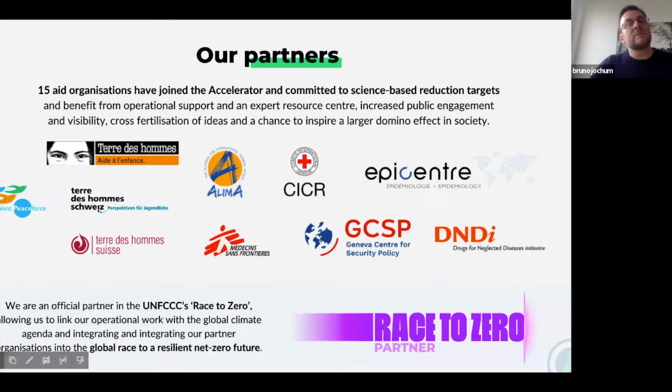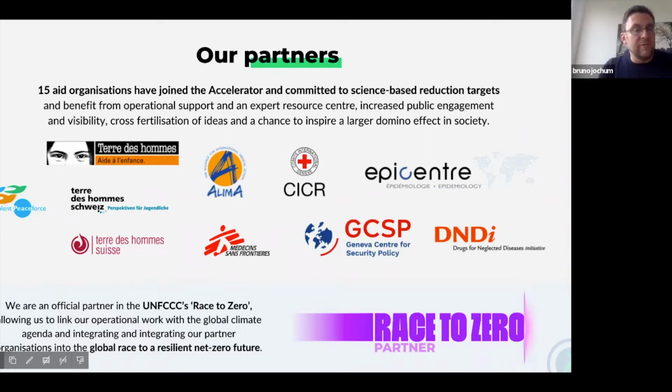Now, in practice, who are our partners? As of today, we have 15 aid organizations that have joined the Accelerator. They've committed to very clear reduction targets, so minus 50% by 2030. And we've started working with each of them on their action plans. But we had an initial laboratory in 2021, which was with one of these NGOs, ALIMA, the International Medical Alliance. And as you see, on board is also the International Committee of the Red Cross, Médecins Sans Frontières, the Terre des Hommes movement, and several other organizations like Drugs for Neglected Diseases, Nonviolent Peace Force, etc.